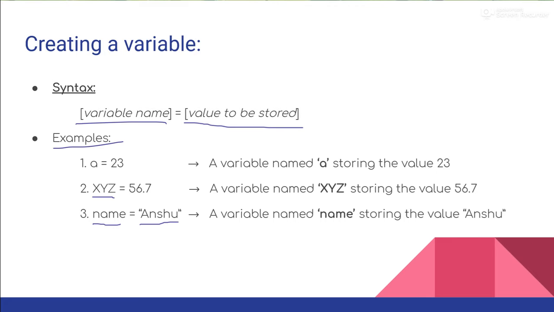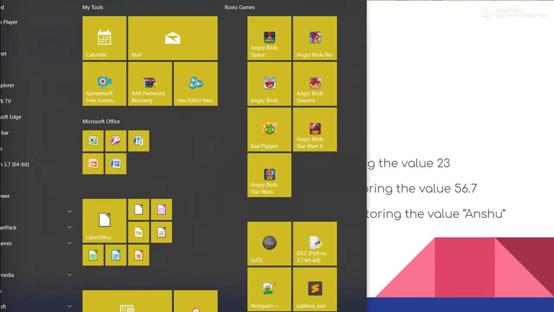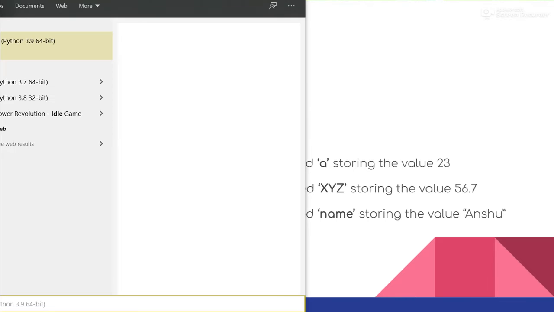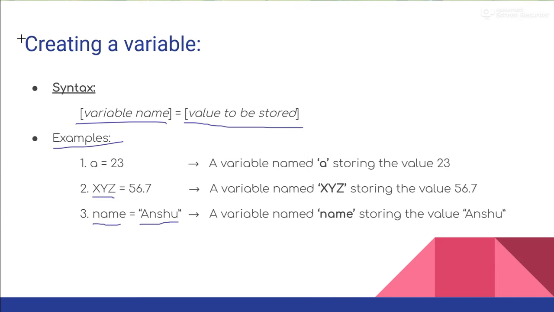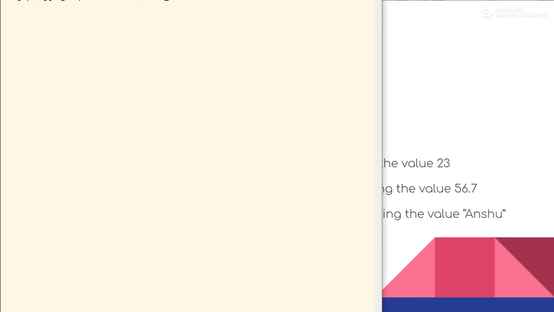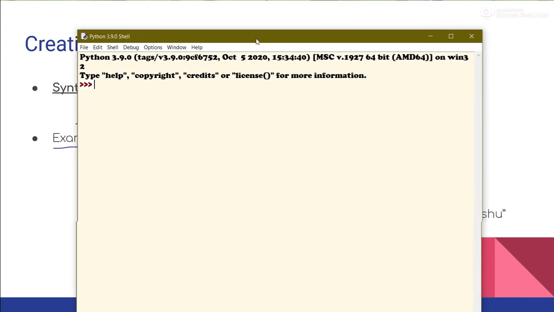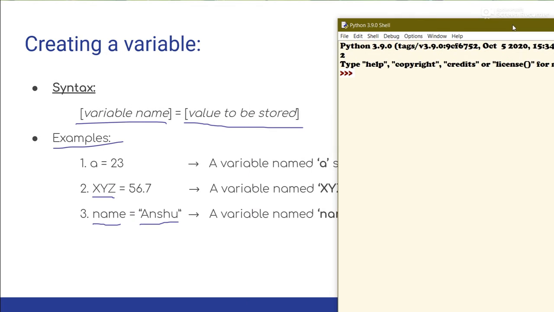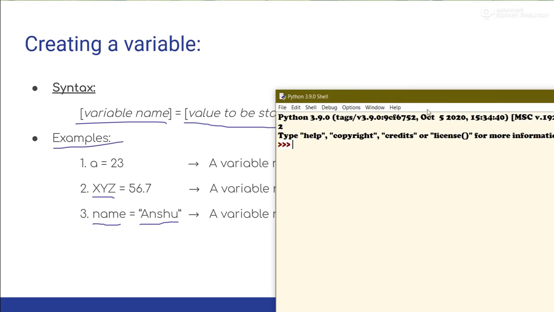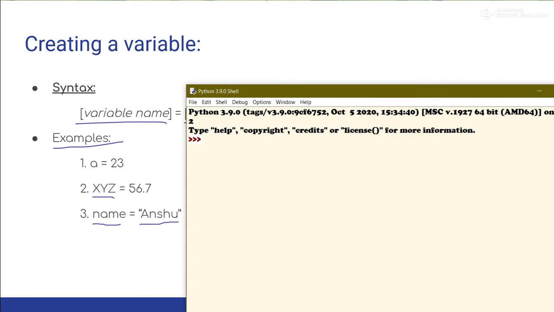So now let's check this in action. Let's open up IDLE and try all these things. There we go. IDLE is launched. So let's check all these things one by one. First of all, let's try this one. A is equal to 23. So first the variable name, let's say A, then an equal sign, and then 23.